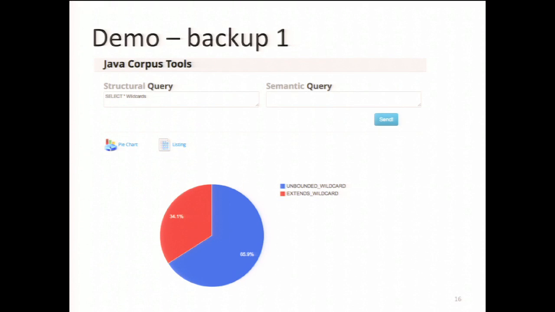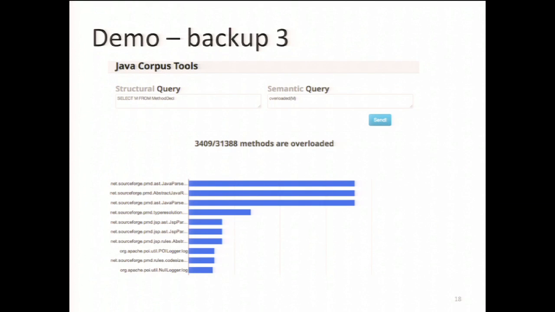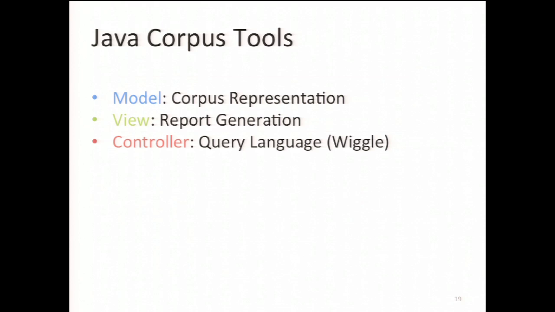So here's a backup slide of the demo. Here's the method overloads. Yeah, almost all of those are named visit. And so this is the Java Corpus tool, and we hope, obviously, to make it less crashy and better.